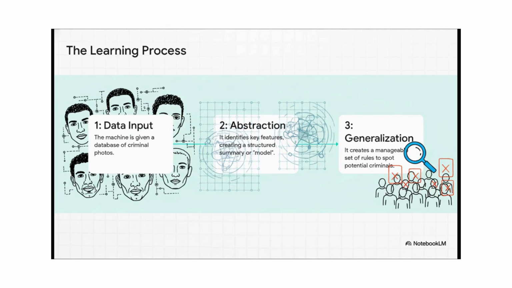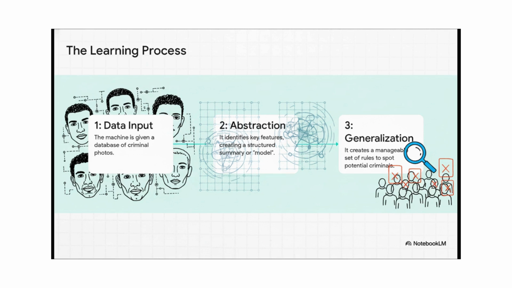Well, it really happens in 3 key stages. First up is Step 1, data input. This is simple. You just feed the machine all that data, in this case, all those criminal photos. Then comes the clever part, Step 2, abstraction. The machine doesn't just memorize every single face. That would be useless. Instead, it starts to pick out key features, things like jaw shape or the distance between the eyes. It creates a kind of summary, a blueprint of what a criminal tends to look like. And that blueprint, that's the model.